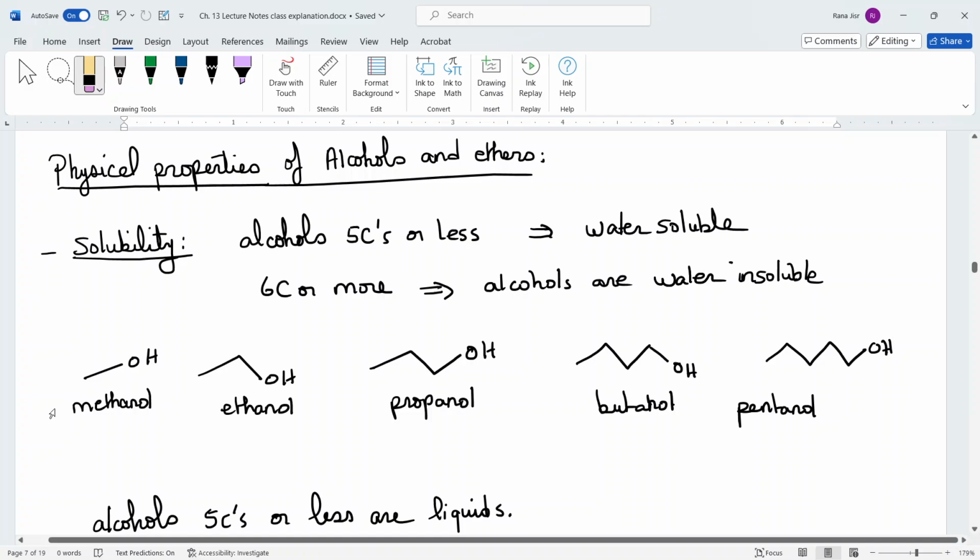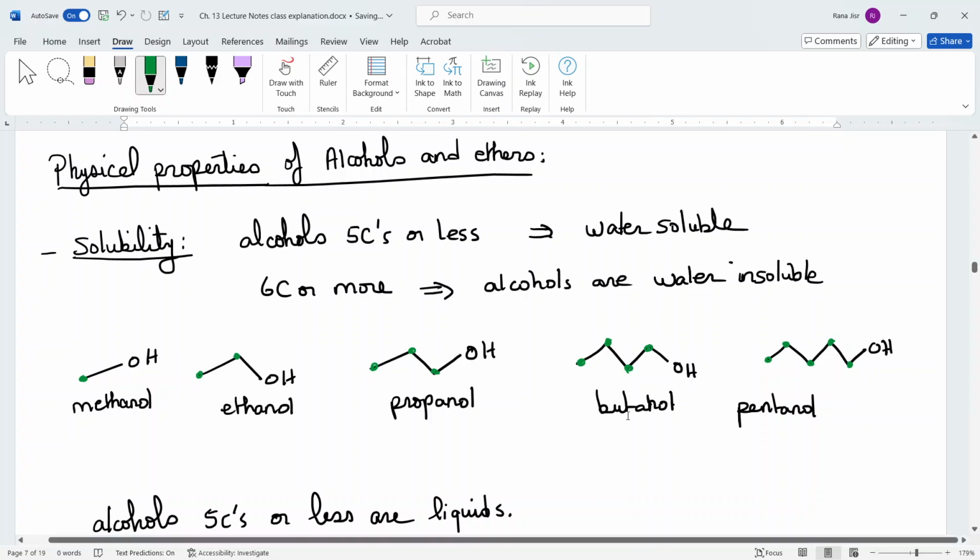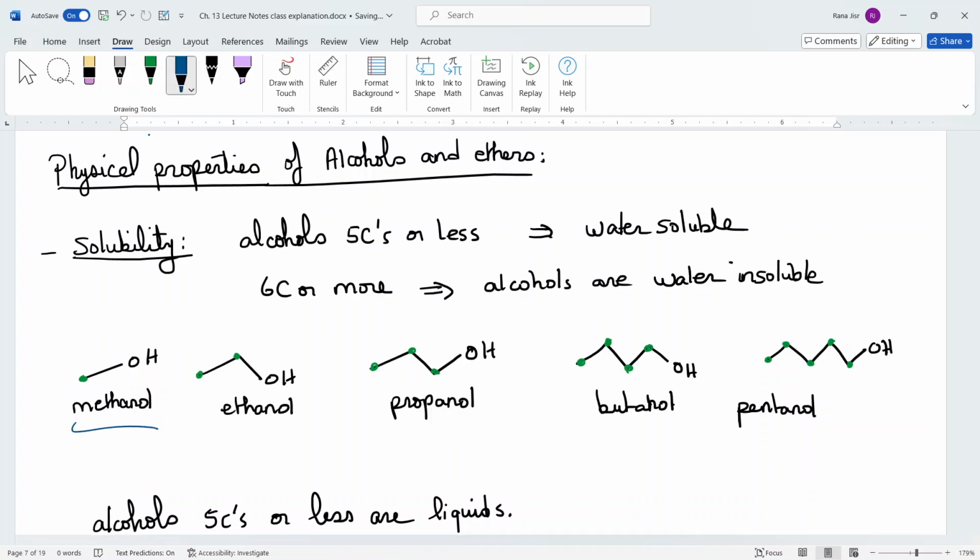So if I look at methanol versus ethanol, all of these are water soluble. Propanol, all of those are water soluble. However, you're going to see that the solubility is going to decrease once I add more carbons in there. So after the pentanol, it takes longer for pentanol to dissolve compared to butanol in water. And as I increase the number of carbons, the solubility is going to decrease. But all of those are considered to be water soluble.